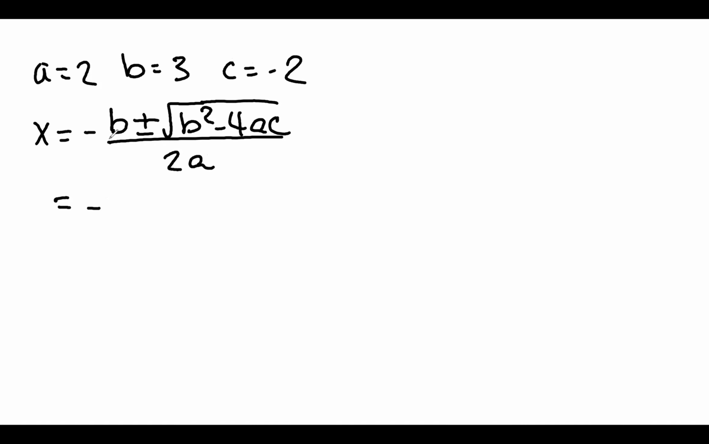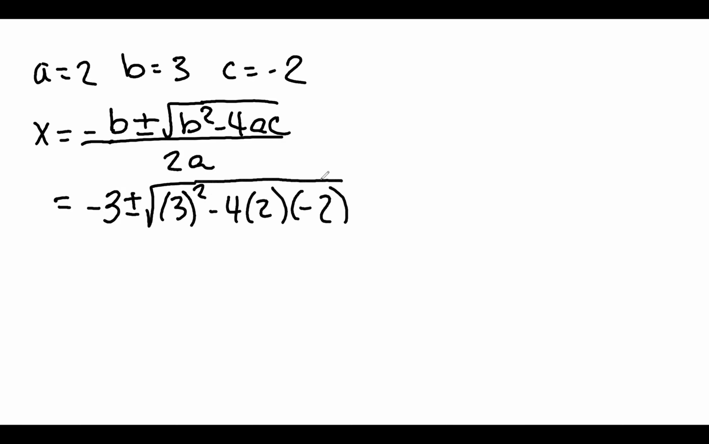So negative B, so negative 3. Notice I put the B is 3, I put it in parentheses. I always want to put B in parentheses, whether it's positive or negative, I want to put it in parentheses.